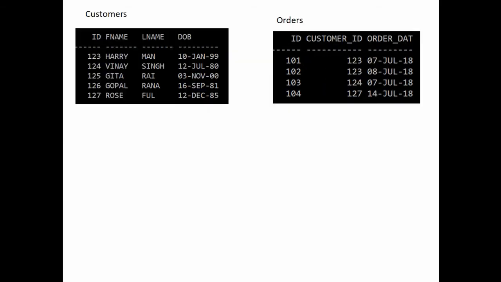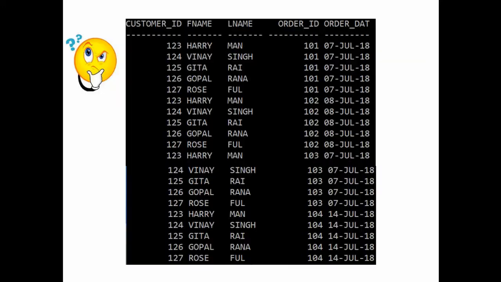But in reality it is not true. It is not the correct output. The correct output is that order ID 101 is placed by only a single customer, customer ID number 123, and 123 is Harry. So Harry has placed the order 101. But when we perform the cross join, we did not get the correct output. So I would say this is the limitation of the cross join. In order to find the right answer, we need to use inner join.